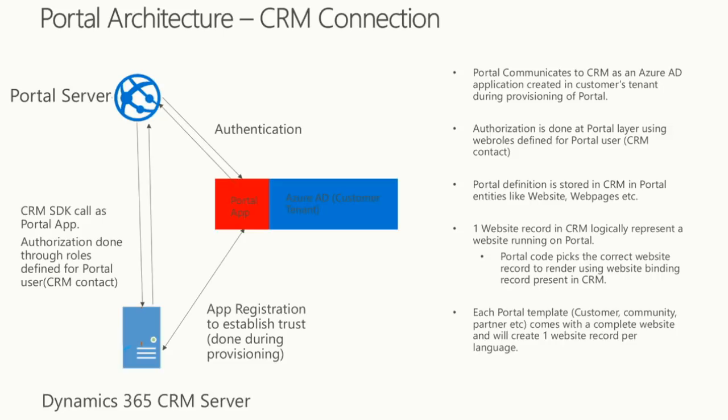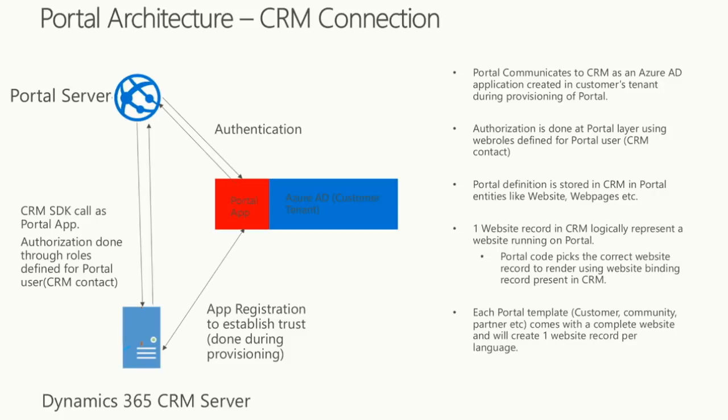But now the most important question comes: how do we logically represent a website in CRM? Because once you provision a portal, you'll see tons of entities created. There's a website entity, website binding, entity form, entity list. What are they all doing? They are actually storing all the metadata of your portal inside CRM. So the whole website is logically represented in those entities. Now, what technically represents a website is your website entity record. One website entity record means a website which is running.